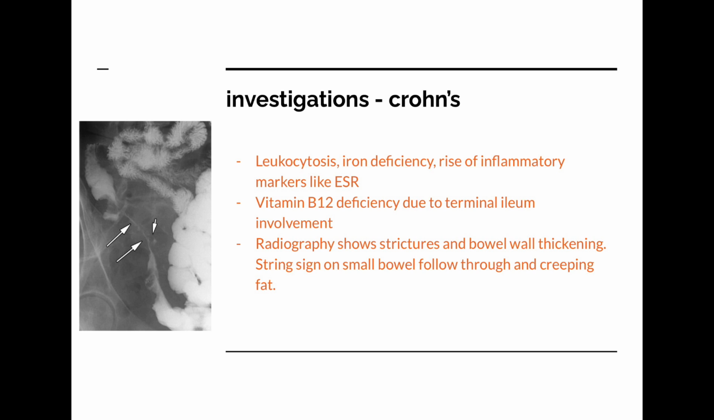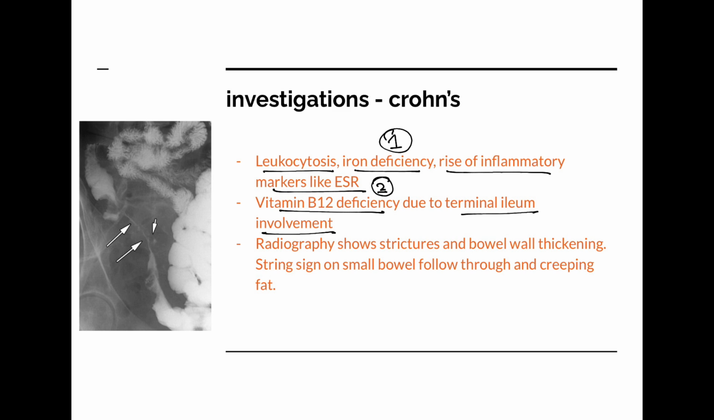When you take a blood sample from a patient with Crohn's disease, you can find an increase in the number of white blood cells called leukocytosis, iron deficiency, and rise of inflammatory markers like ESR. Vitamin B12 deficiency can also occur due to terminal ileum involvement. So Crohn's can lead to anemia due to mixed causes. The first is iron deficiency, the second is vitamin B12 deficiency, and the third is anemia of chronic disease, whereby an inflammatory marker, hepcidin, restricts the use of iron in synthesizing new red blood cells.